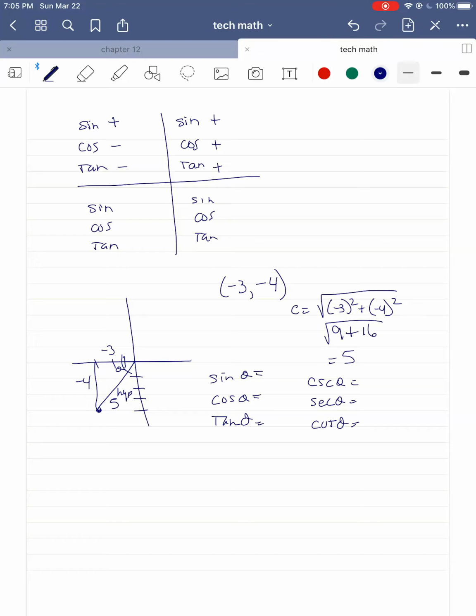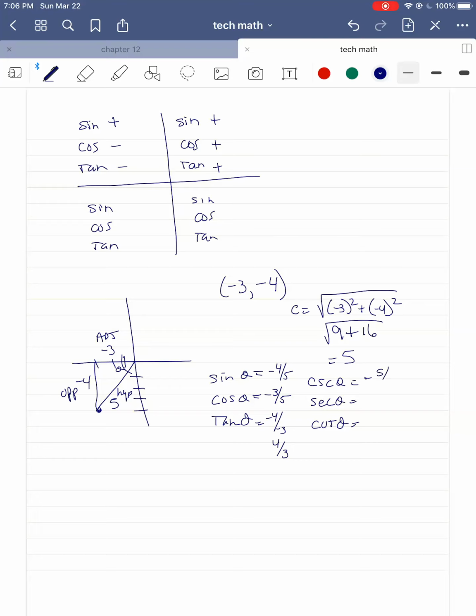Sine is opposite over hypotenuse. Let's label my sides. This is adjacent, this is opposite. So opposite over hypotenuse is minus 4 over 5. Cosine is adjacent over hypotenuse, minus 3 over 5. Tangent is opposite over adjacent, so minus 4 over minus 3, which is a positive 4 over 3.